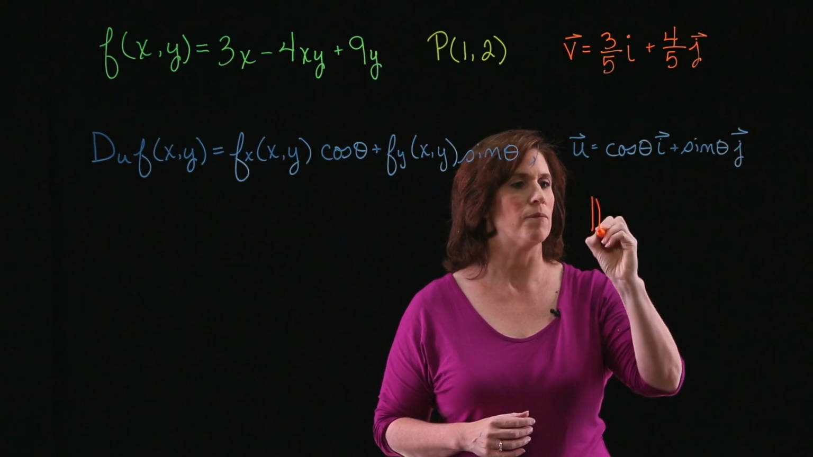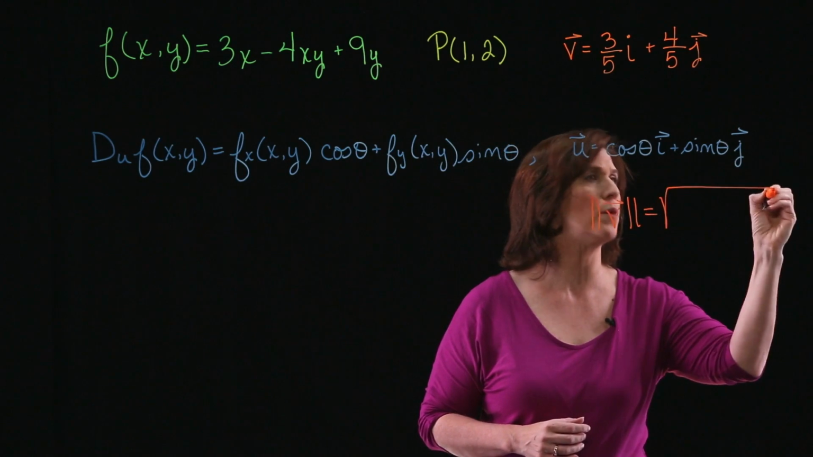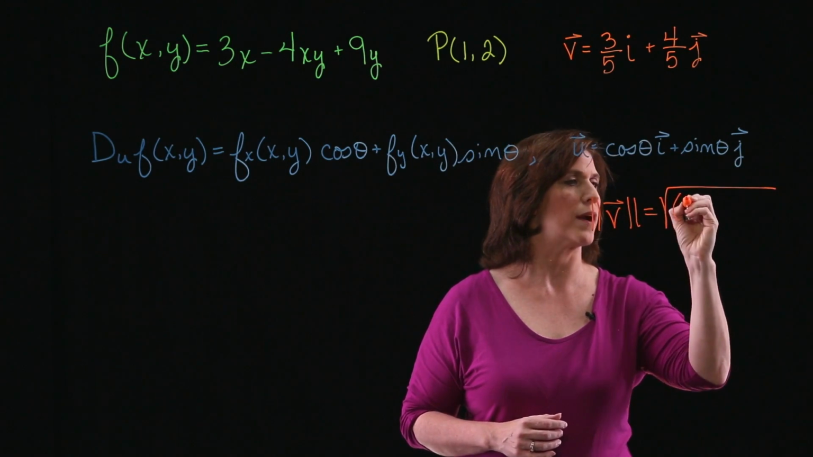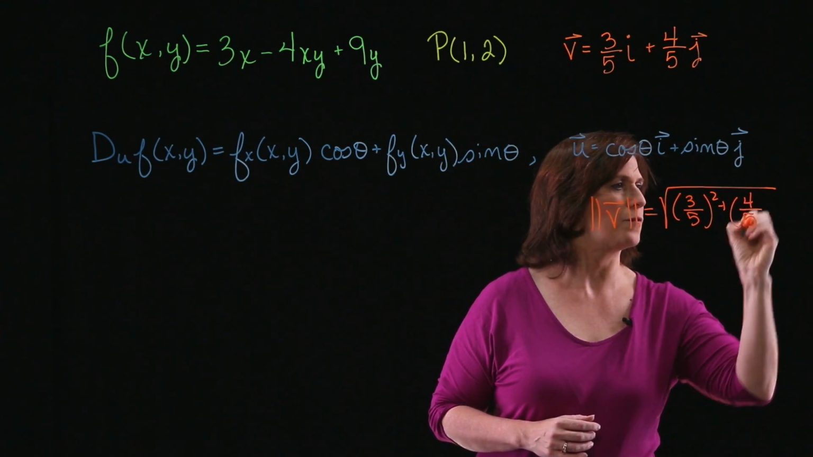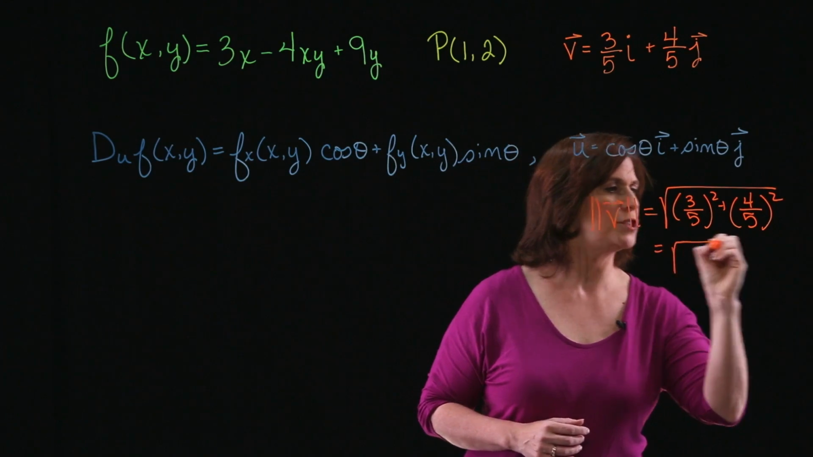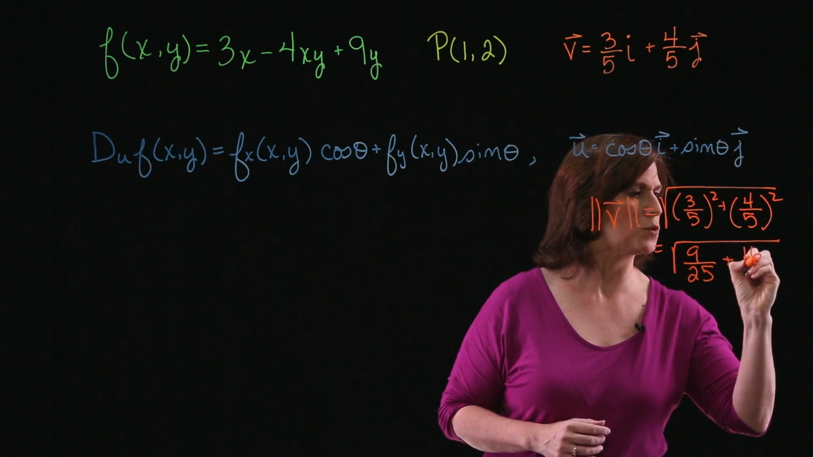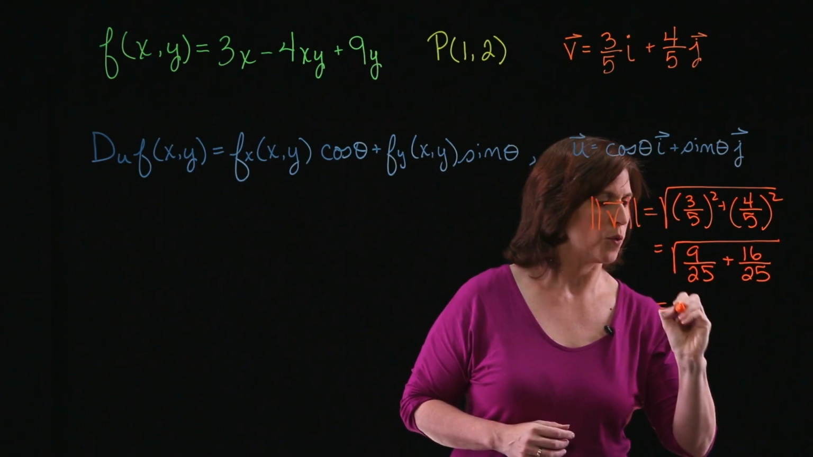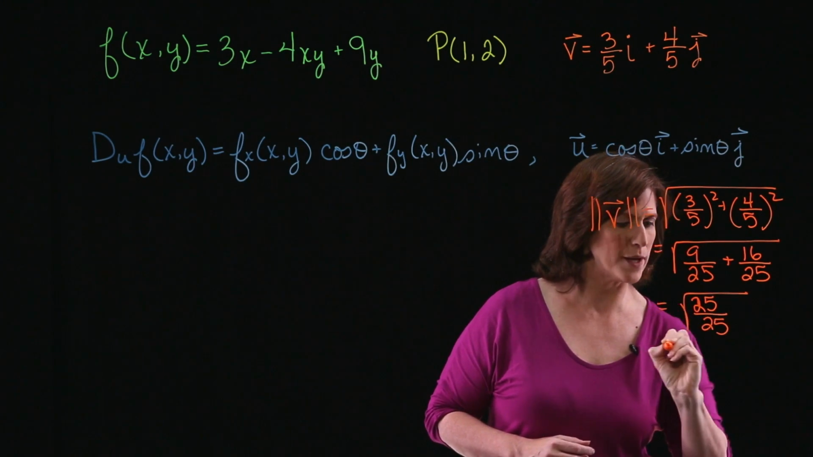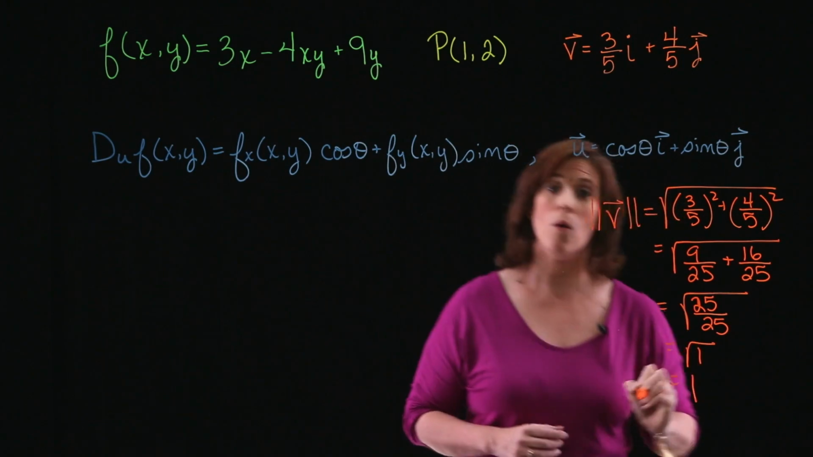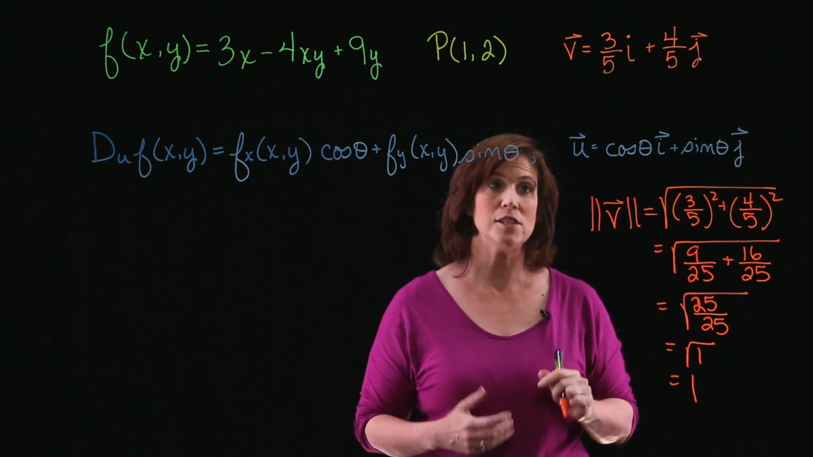We're going to find the norm of my vector v. I'll take the square root of the components squared. So that's 3/5 squared plus 4/5 squared, which is the square root of 9/25 plus 16/25, or the square root of 25 over 25, which is the square root of 1, or 1. So it just so happens that the vector that was given to us was a unit vector.